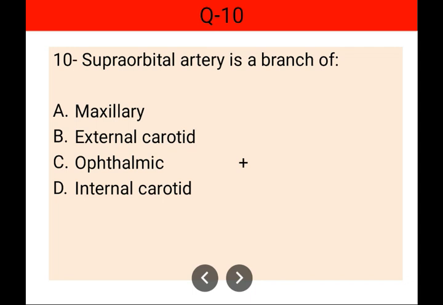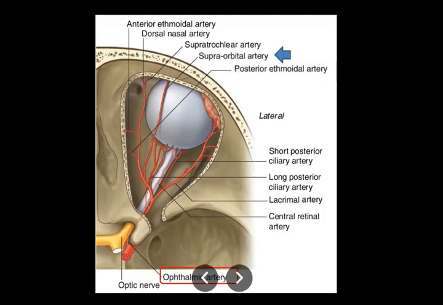The supraorbital artery is a branch of, and look at that, the supraorbital that we have here, the ophthalmic. So here we have the supraorbital artery, and we can see that it is coming from the ophthalmic artery.